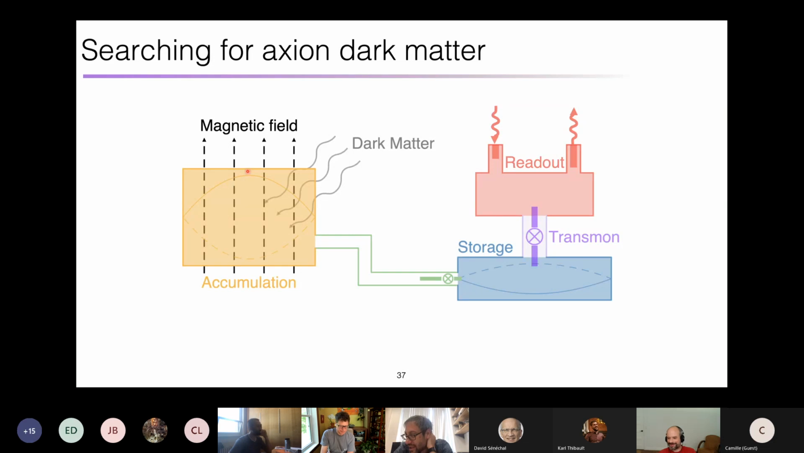Yeah, but I think actually it scales like the volume, and I think that part probably cancels out. The way I think about it is there's more space where the axions can interact with the magnetic field inside the cavity, but yeah, the scaling is like B squared V, basically.